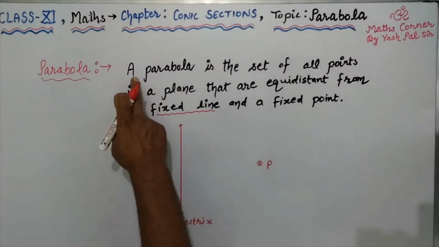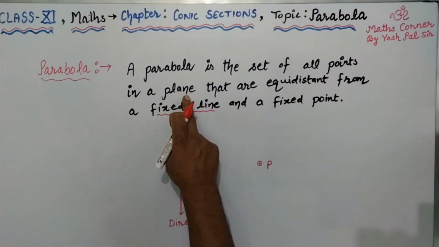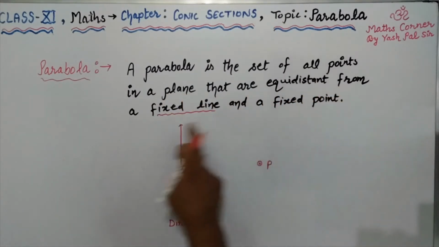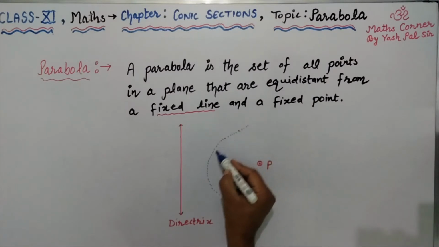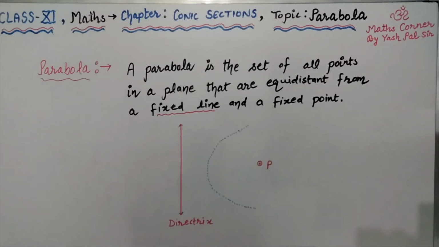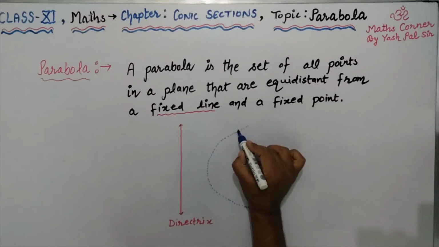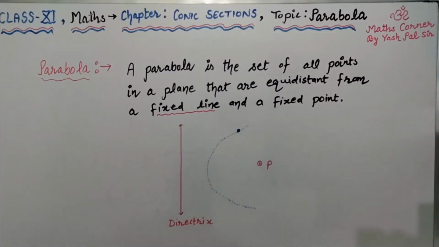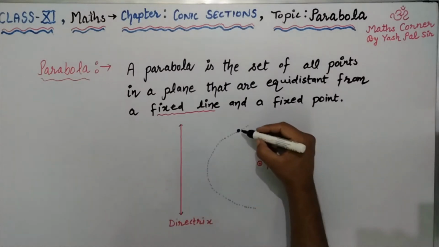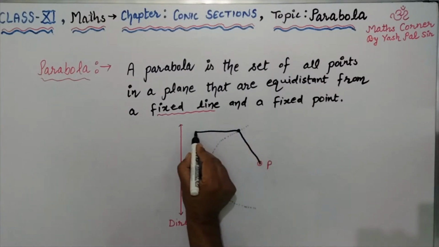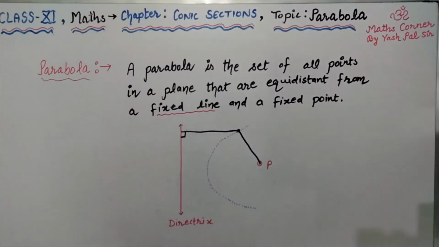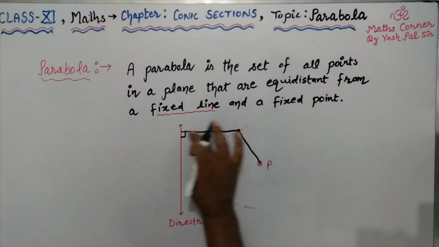Now what is the definition? A parabola is the set of all points in a plane that are equidistant from a fixed line and a fixed point. So we can write in this way. I have located so many points in the plane. Suppose this is one point. Okay, now what the definition says? Definition says that this distance, and this is the perpendicular on this line, 90-degree angle, right? So this distance is same.